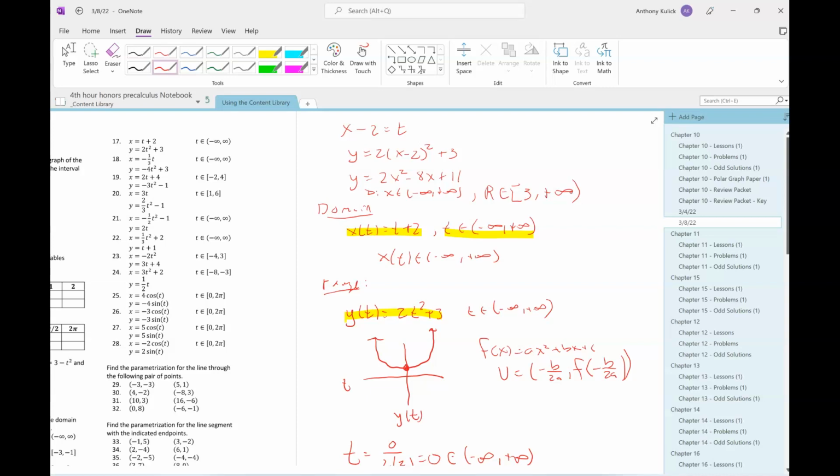Does that feel okay there, Emmers? Yeah, I just messed up the vertex.